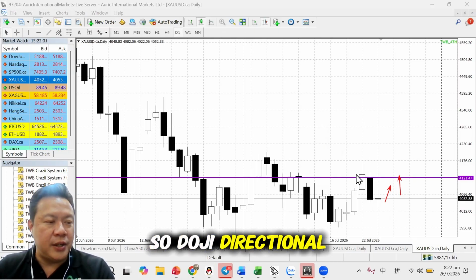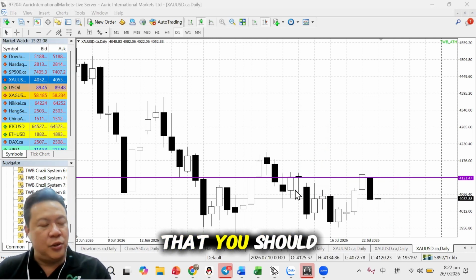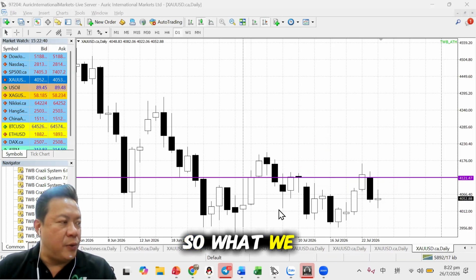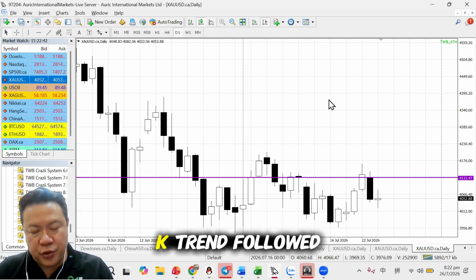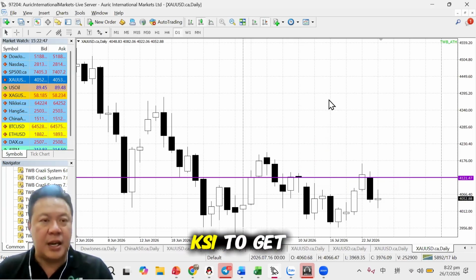All right, so the doji directional day is very, very powerful. I've seen this many times. Whenever you see that, you should take advantage of this. So what we cover now is the K trend, followed by the diamond line, followed by the KSI to get alignment.